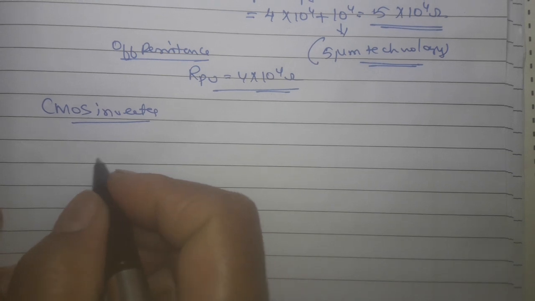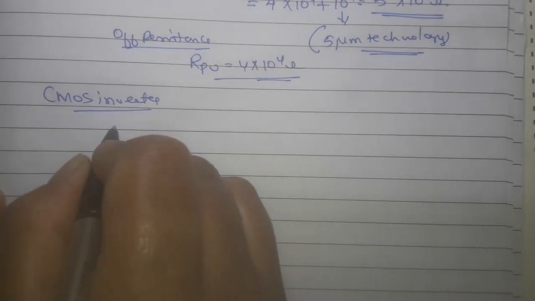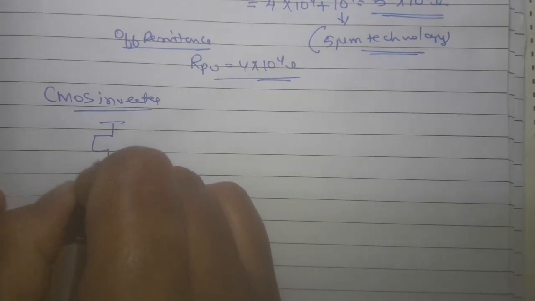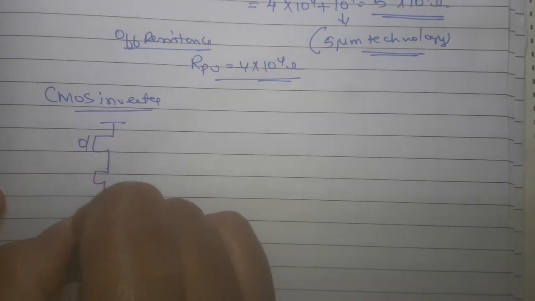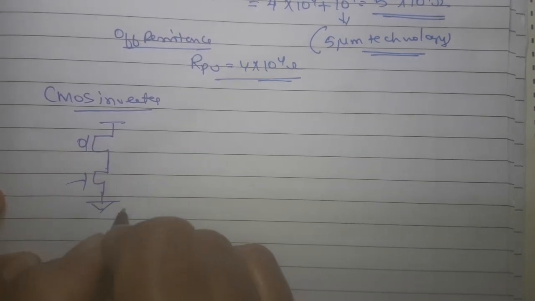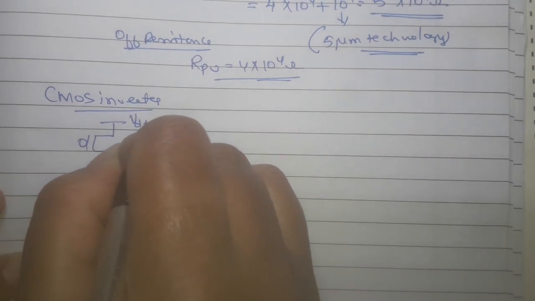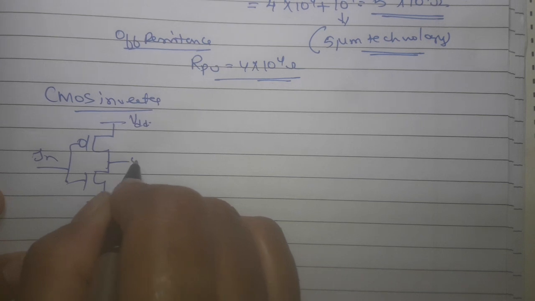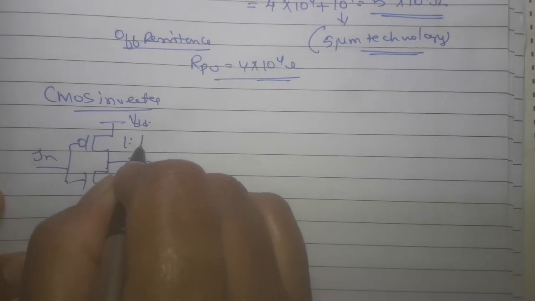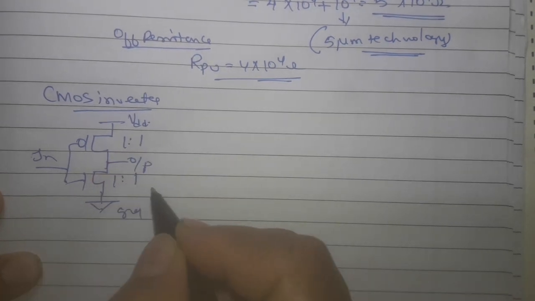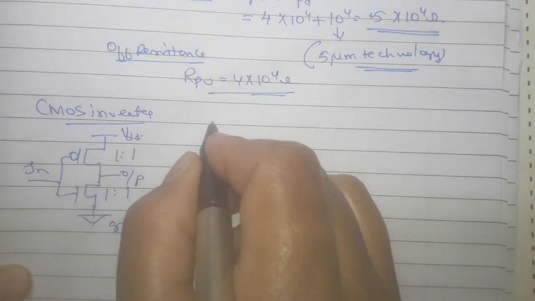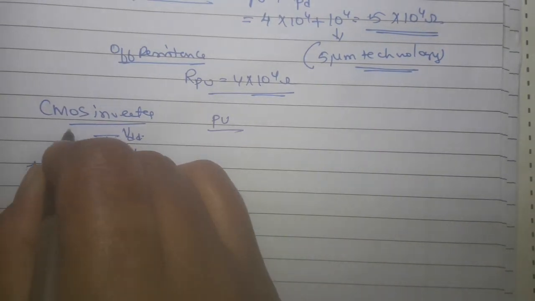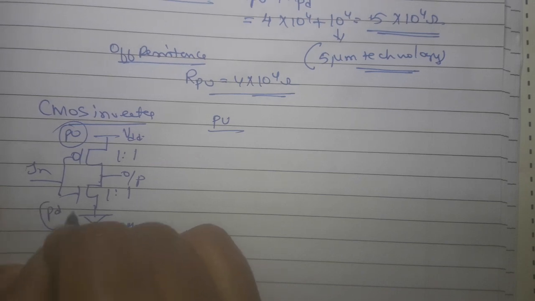Here we are continuing with the CMOS inverter. CMOS inverter will have one PMOS and one NMOS. You are all aware of this. This is the ground, this is your VDD. So, you are giving input here, you are taking the output here. Ratio given is 1:1, 1:1. Okay. So, now first let us find out for the pull up transistor. This is your pull up transistor, this will be your pull down transistor.